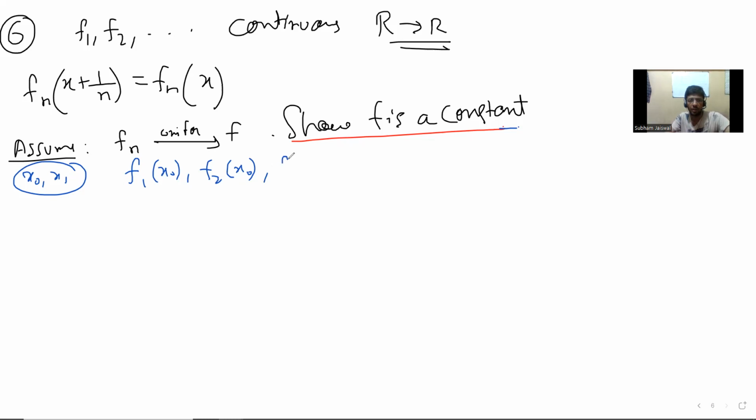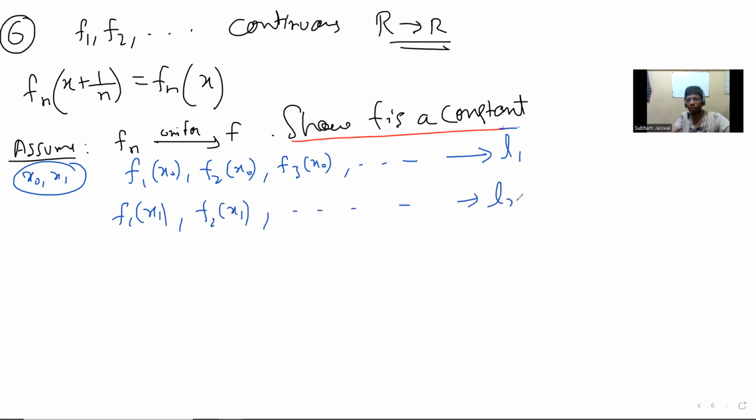That if you take that sequence along x0, and this converges to L1, you can assume that it converges to somewhere. That's not a problem because that's given to you. It's given, in fact, that it uniformly converges to F. And if you write it along some other point, you want to show that these two limits are the same. This is the interesting question. These two limits are the same.